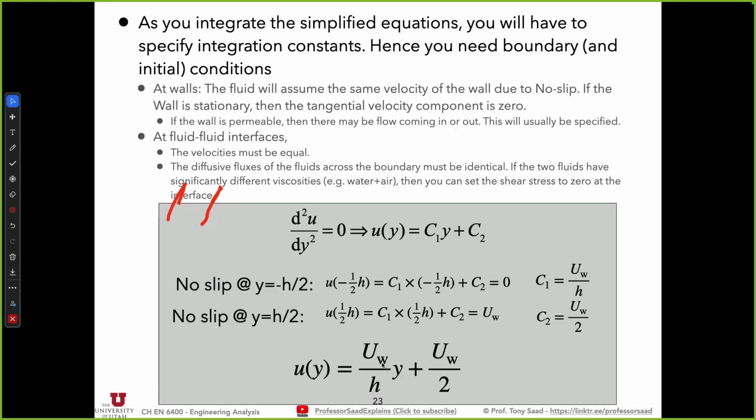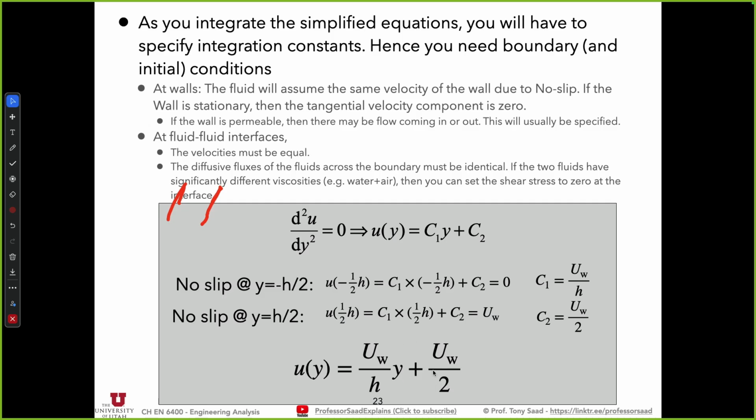Okay, and then finally your velocity profile is indeed a straight line profile. It's U wall over H times y plus U wall over 2. Okay, now you need to do a sanity check here. You need to make sure that your boundary conditions are satisfied.